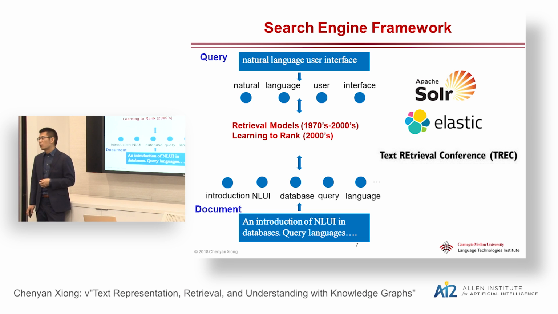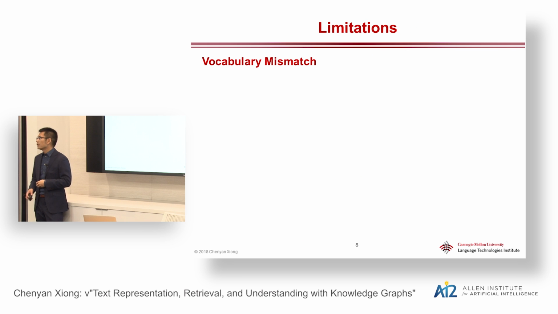So within this framework, of course, there are many limitations. The most intrinsic one maybe is what they call the vocabulary mismatch, that the representation and the ranking of documents and queries are all based on words or phrases or n-grams. So if the terms in the query do not appear in the documents at all, there is still not much you can do about it.